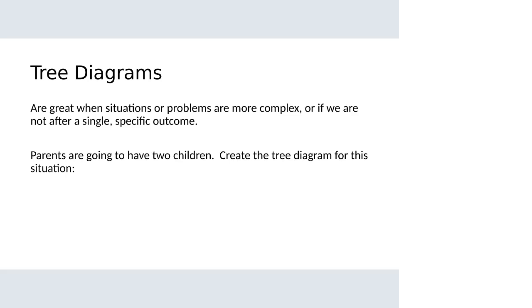Now we'll talk about tree diagrams. Tree diagrams are going to be great for us when our situations are a little more complicated or when we are not after a single specific outcome. If you think about every problem we've done so far, it was green followed by red, red followed by white. She gets the interview, she gets the job. She goes to the store, she spends over 50. There was a single specific outcome. Tree diagrams come in to be really useful and necessary when we are not after a single specific outcome.